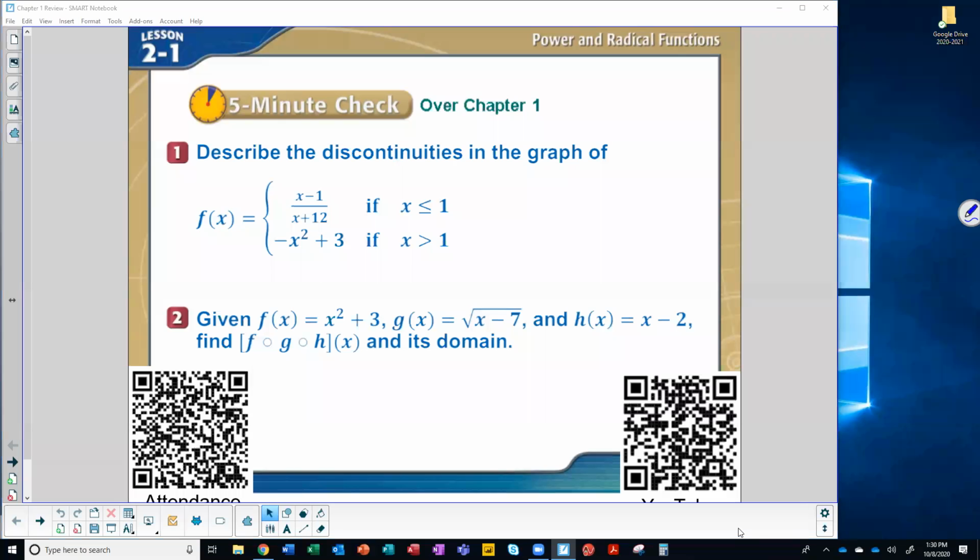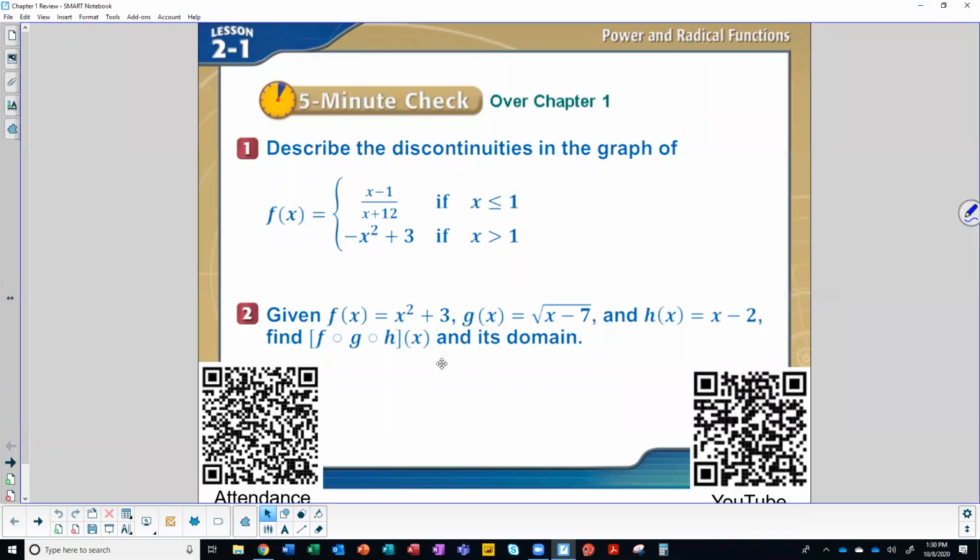All right. Let's take a look at what we've talked about with chapter 1. On number 1, it says describe the discontinuities of the graph. As we go, I'm going to tell you where you'd look if you need more help. Discontinuities came from lesson 1-3. And the problem I've given you is what's called a piecewise equation. Piecewise came from 1-1. So I'm tying together multiple lessons, and I'm going to do that mostly this afternoon, continuing to tie multiple pieces together.